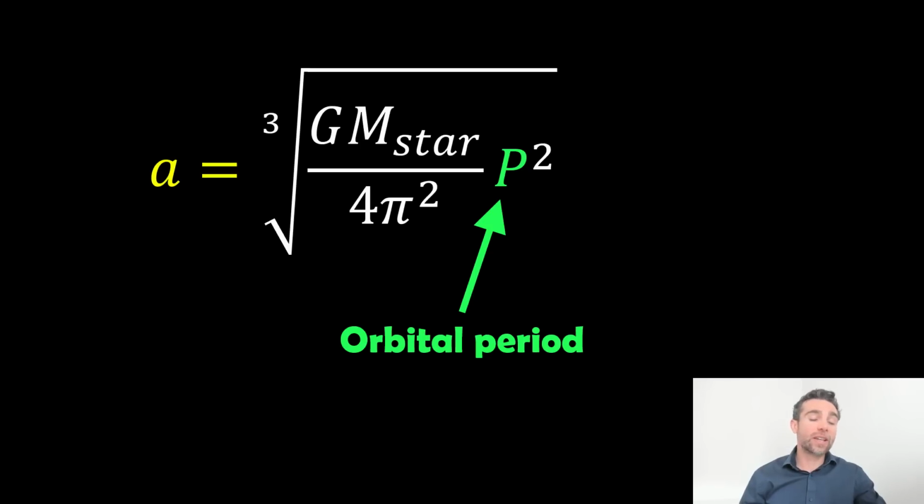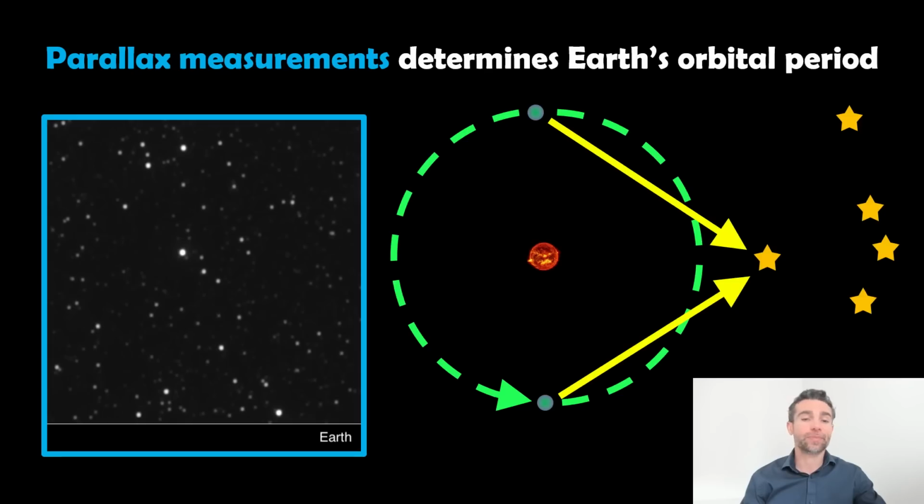If we take the cube root, what we now need is this orbital period. We've got the others: G is a constant, you've got your 4 pi squared, and the mass of the star or Sun, which is found by a different method. We need the orbital period of Earth. One way to get that is by using parallax measurements. From Earth, if we look at stars in the sky over a 6-month period, which is half the orbital period, we get this parallax effect.